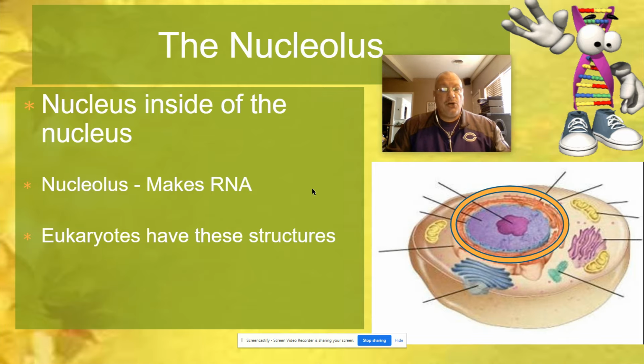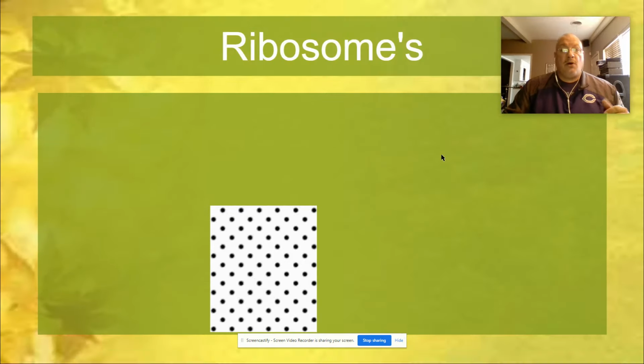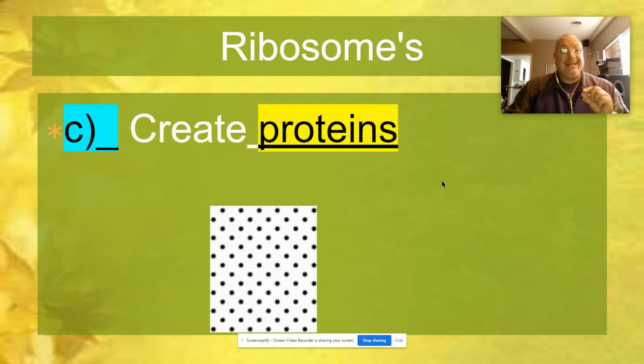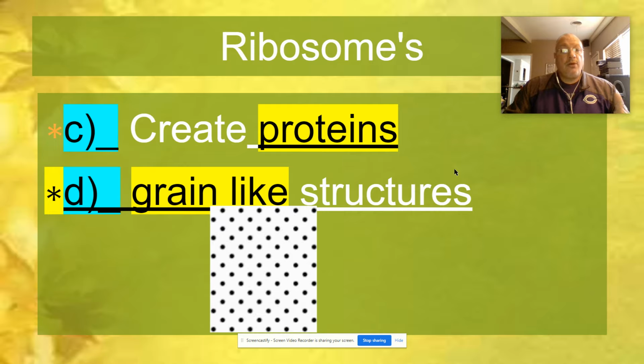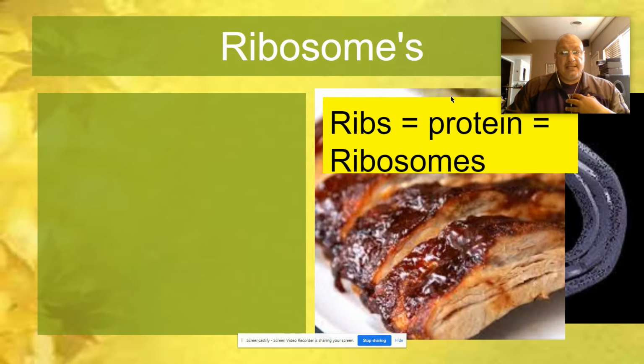Okay, so let's talk about the ribosomes. The ribosomes are the little grain-like structures that make proteins inside of every single cell on planet Earth. So grain-like structures in all cells. I said this in my own way. I said ribosomes because I remember ribs, and I think ribs are protein. It's meat, protein, ribs, ribosomes make protein.